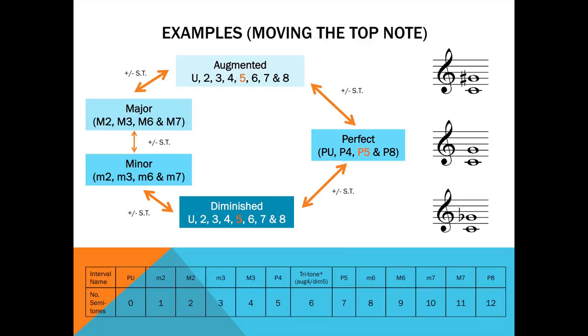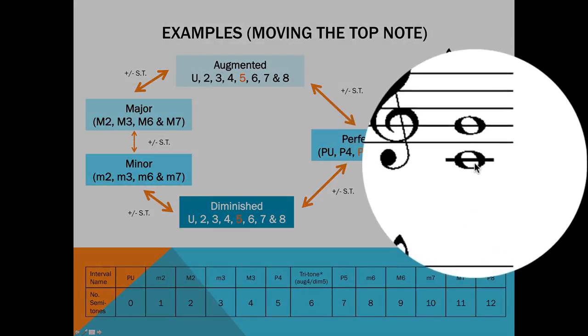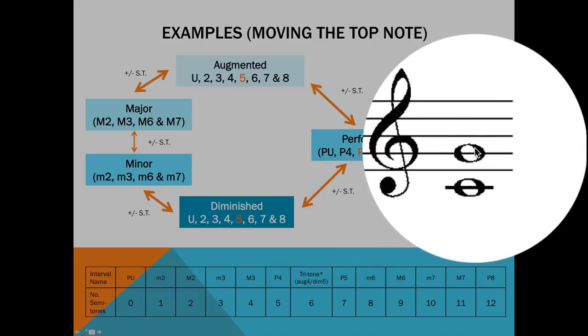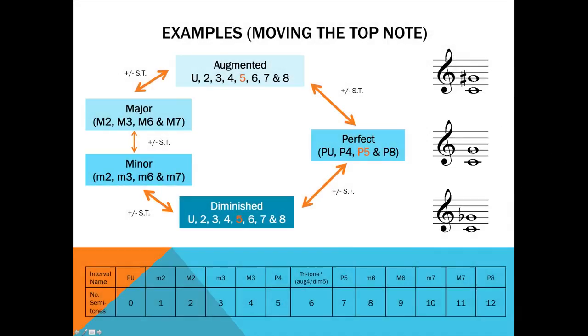What about the right-hand side? Well, it works exactly the same way, except that moving from the perfect intervals, we move straight up to the augmented or straight down to the diminished. Yeah? Again, let's go over it really quick. This interval here, middle C to G, count the scale degrees first. 1, 2, 3, 4, 5 scale degrees.